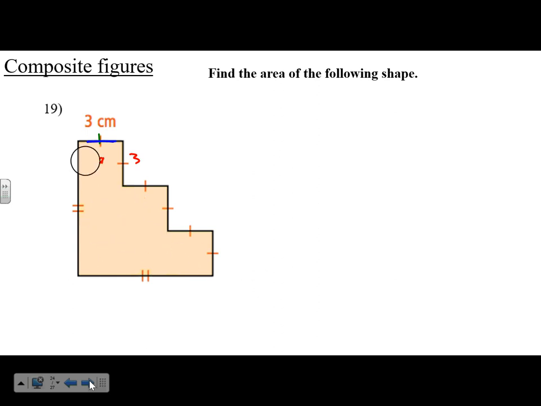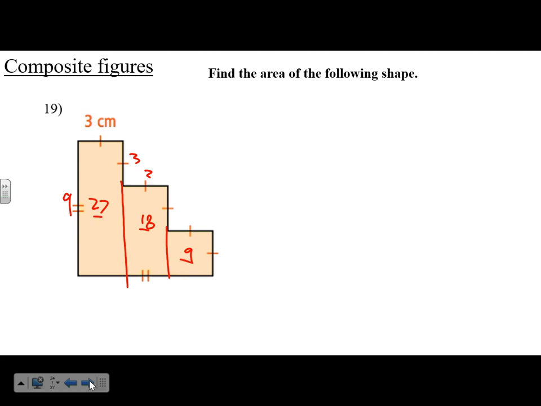There's several different ways. You could say this is 3 by 9, so this one's 27. This is 3 by 6, so that's 18. This is 3 by 3, so that's 9. There's several different ways you can do this. Just try to stay organized. If you need to use different colors, that's fine. But then add these together.